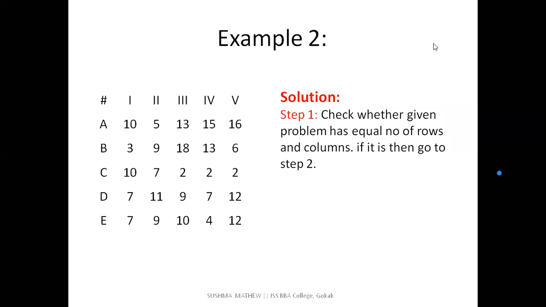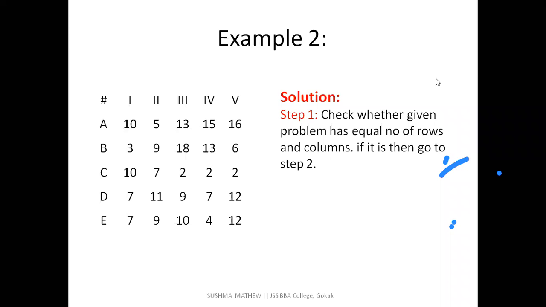Okay. As per the algorithm of the problem, it says that we need to check whether the given problem is a square matrix or not, or whether the number of rows are equal to number of columns or not. Now I can see there are 5 rows, A, B, C, D, E, and there are 5 columns, 1, 2, 3, 4, 5. So that means the problem satisfies the condition of square matrix.